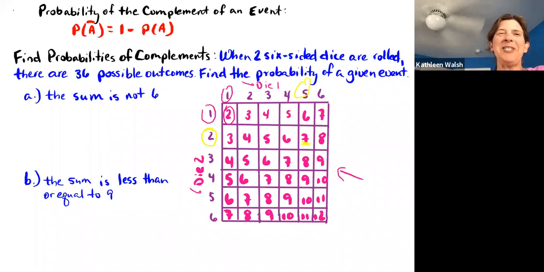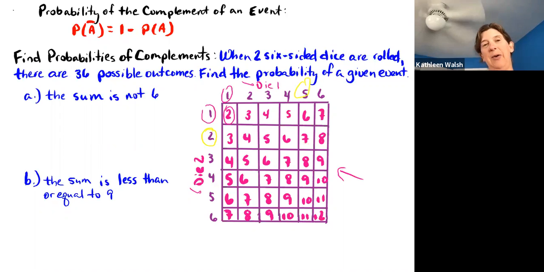The first question says the sum is not 9. Well, I'm sorry, it says the sum is not 6. So let's look at when the sum is 6. So the sum is 6. We have 1, 2, 3, 4, 5. So it looks like there's 5.